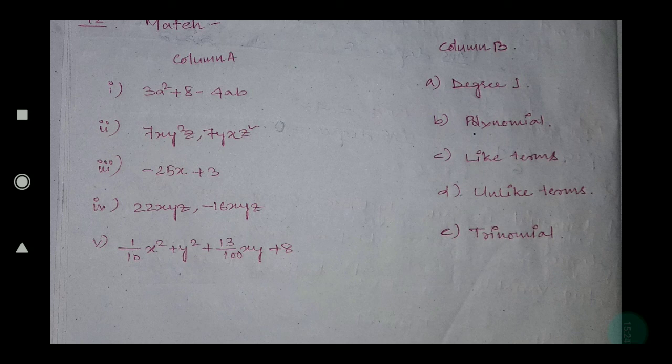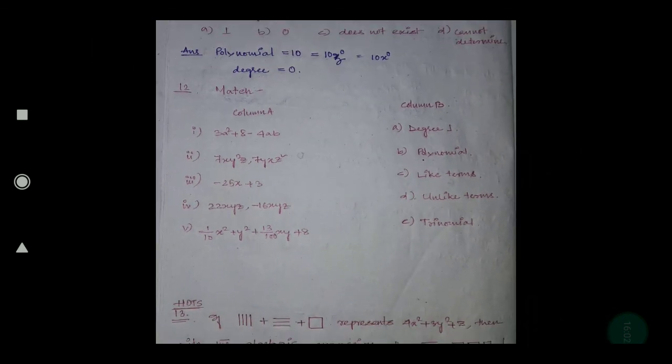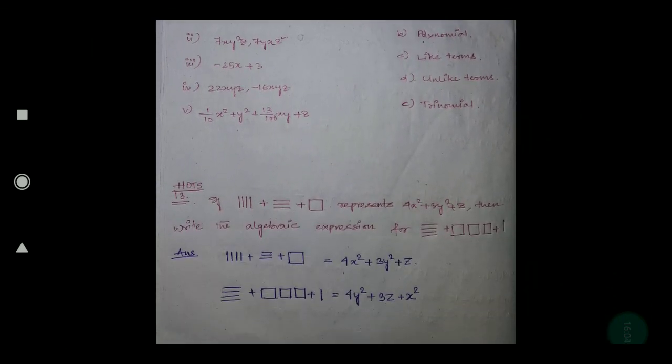4. 22xyz comma minus 16xy. These are what, like terms or unlike terms? xyz, also xyz, xyz. So that means it will be like terms. 1 by 10 x square plus y square, 13 by 100 xy plus 8. How many terms? 4. More than 2 terms means polynomial. Polynomial means the variable should not be in the denominator. Check if variables are in the denominator. No, so the option will be column B. Okay, this is very interesting.